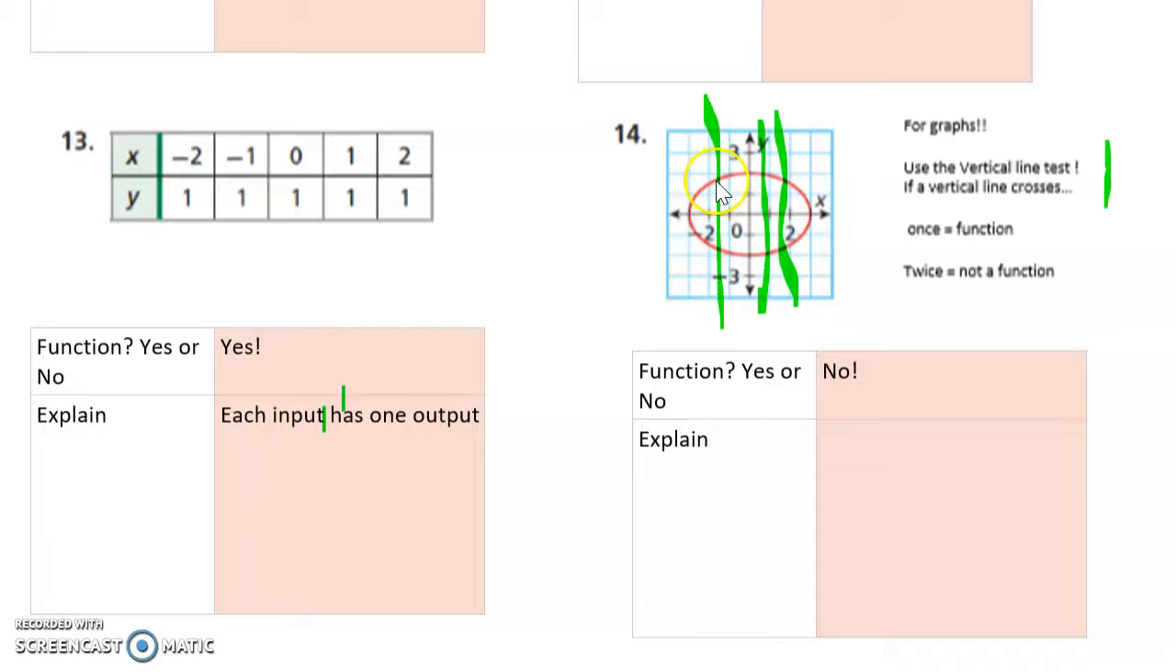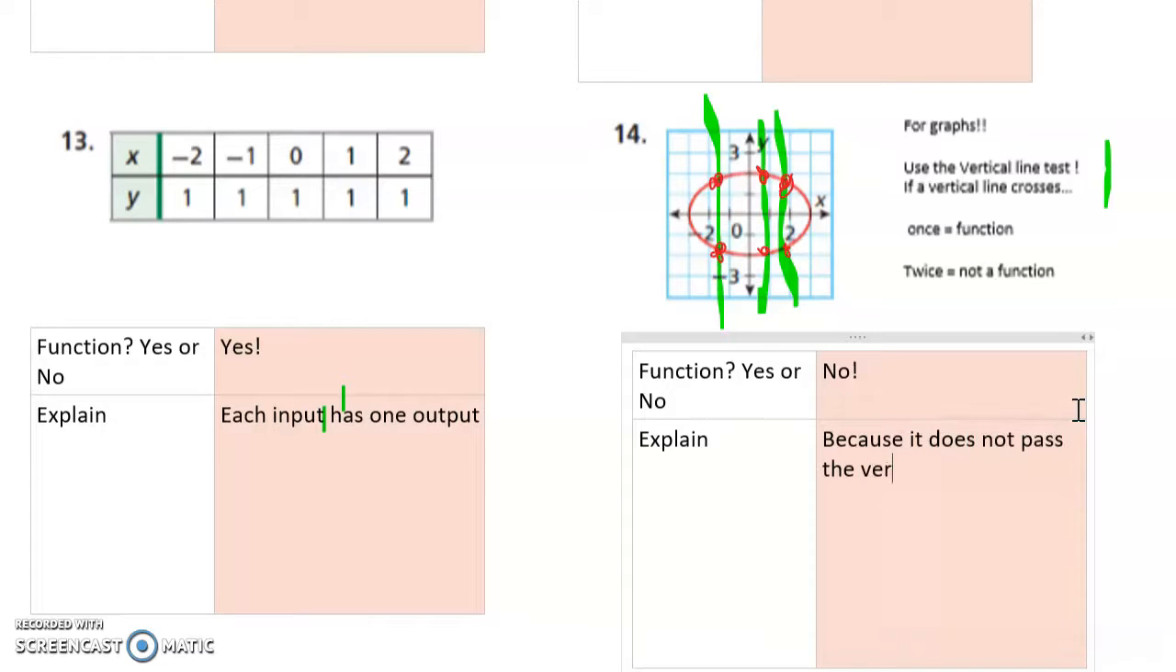You can already see right here and here, it crossed it twice, and it crossed it twice right here. So we can draw vertical lines anywhere on here, and no matter what, it's going to cross twice. So this is not a function because it does not pass the vertical line test. Again, because I can draw a vertical line and my vertical line crosses my graph twice.